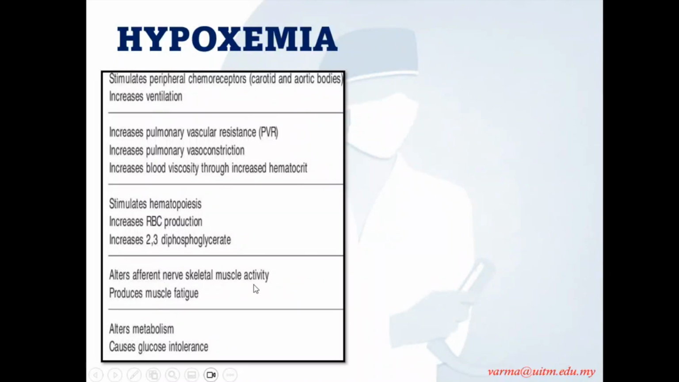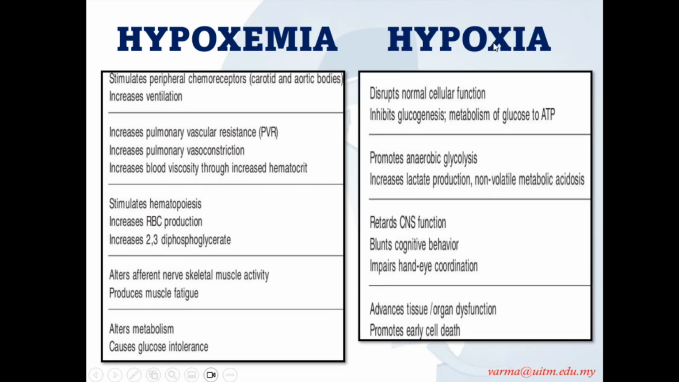It alters afferent nerve and skeletal muscle activity and produces muscle fatigue. It alters metabolism and causes glucose intolerance. These are all subsequent effects of hypoxemia. Hypoxia, as we know, is at the cellular level. It disrupts normal cellular function and inhibits the metabolism of glucose to ATP, so less ATP is produced. Aerobic respiration produces a high amount of ATP, so it switches to anaerobic, with a low amount of ATP. It promotes anaerobic glycolysis, an increase in lactate production, and non-volatile metabolic acids. Because of anaerobic respiration, the patient has retarded CNS function, blunted cognitive behavior, and advanced tissue and organ dysfunction, leading to multi-organ dysfunction and cell apoptosis.